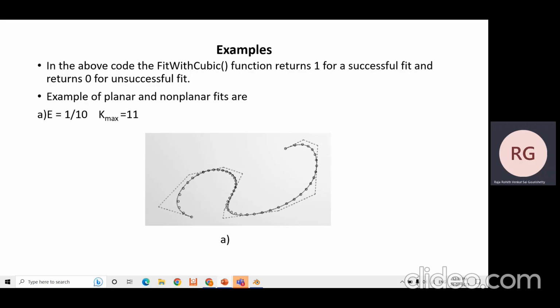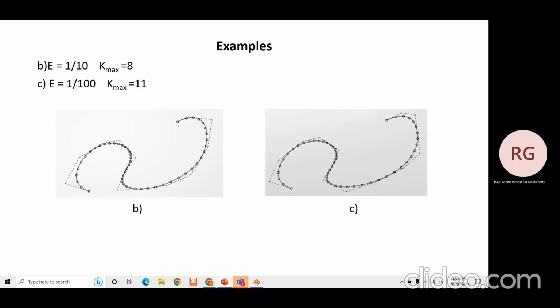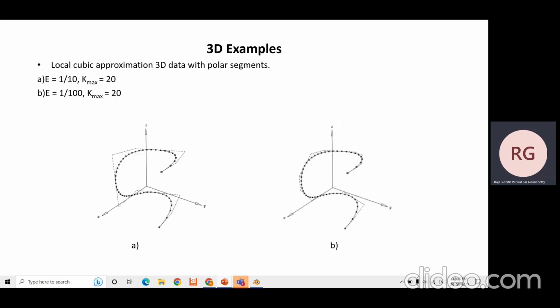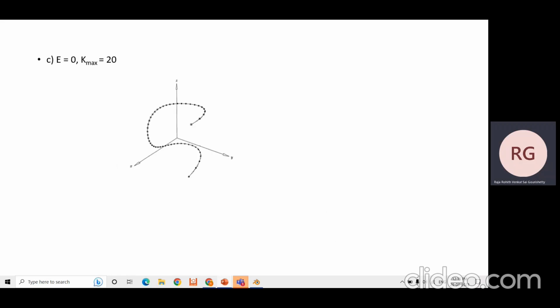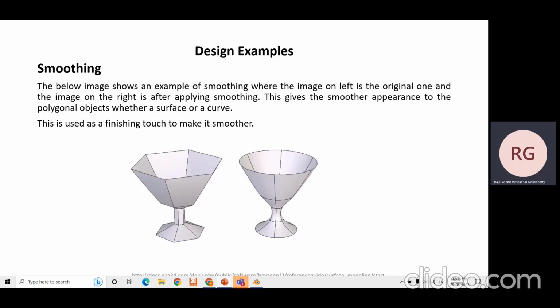Now let's see the examples of planar and non-planar fits. Here for the given diagram, the E value will be 1 by 10 and Kmax is equal to 11. For figure B, E is 1 by 10 and Kmax is 8. And for figure C, E is 1 by 100 and Kmax equal to 11. These are just 2D examples. Now, if we consider the 3D examples, for figure A, the E value is 1 by 10, but the Kmax will be 20. For figure B, E is 1 by 100 and Kmax equal to 20. For the given diagram C, here E is 0 and Kmax is 20.